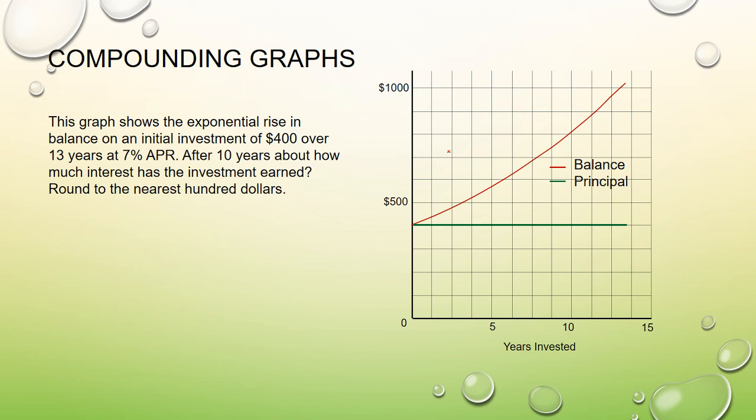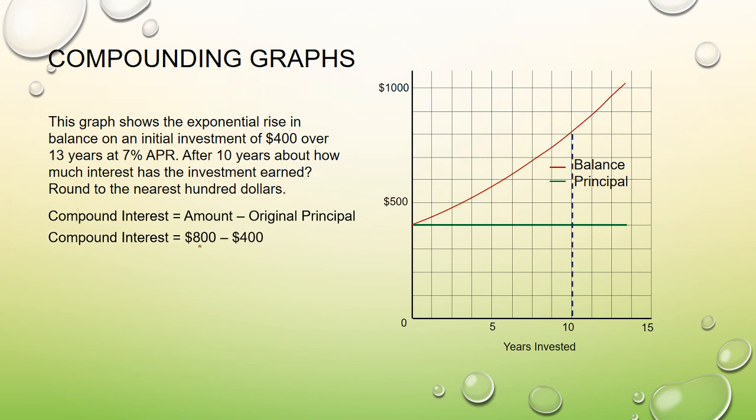All right? So we're looking for the compound interest, which is the amount minus the original principal. Looking at the graph, the legend says the red is your balance or the amount, and then your green is the principal, how much you start off with. Plug in everything you know. After 10 years right here, that is about $800. 5, 6, 7, 8, 9, and then 1,000. So be very careful with what those numbers say. So we have 800 minus 400. That means the compound interest after 10 years is $400.